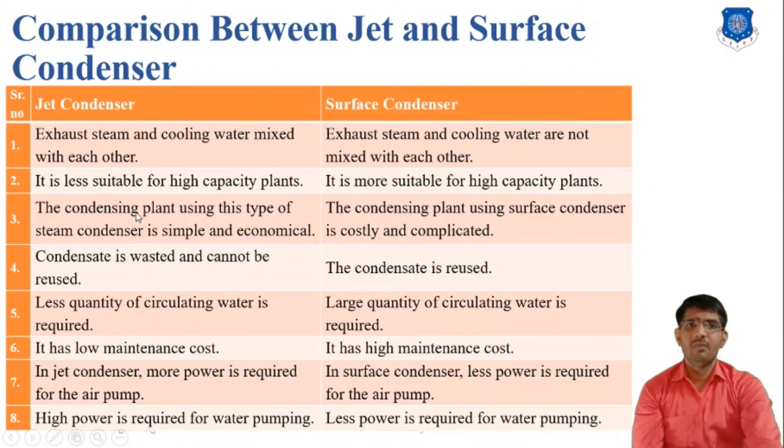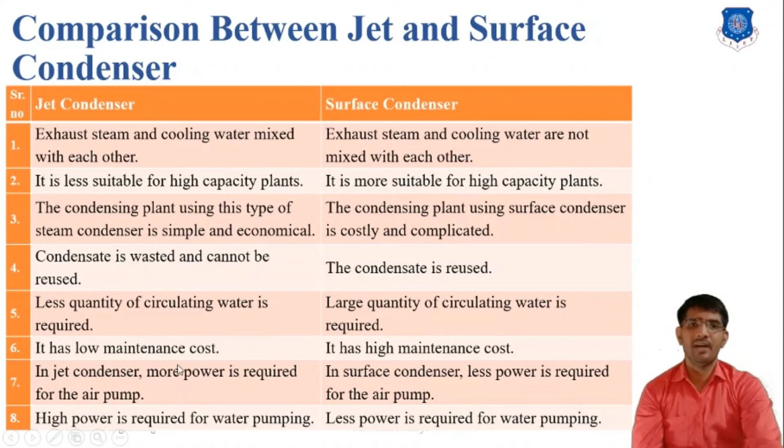The condensing plant using the jet condenser is simple and economical. The condensing plant using the surface condenser is costly and very complicated. In the jet condenser, the condensate is wasted and cannot be reused. But in the surface condenser, the condensate is reused, so the required makeup water is very small. Less quantity of circulating water is required in the jet condenser. In the surface condenser, a large quantity of circulating water is required.